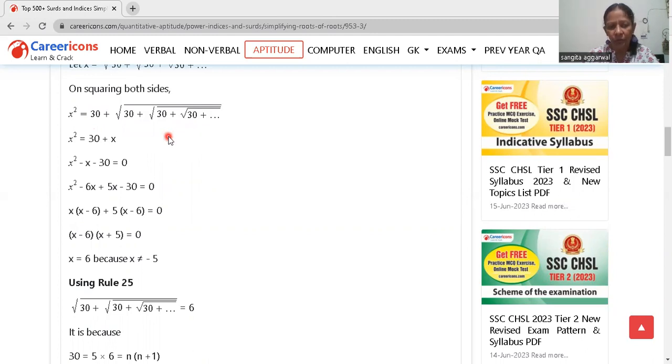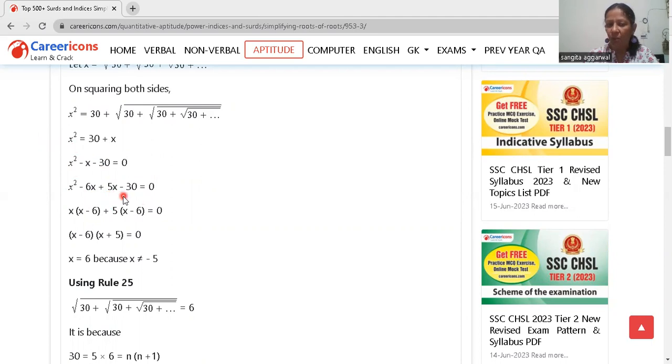Now, as you have already done in the previous questions, this whole of the term is x. So in the next step, x square is equal to 30 plus x. So x square minus x minus 30 is equal to 0. Now make the factorization here. x square minus 6x plus 5x minus 30 is equal to 0. So x you will take out from the term. x is common in both the terms. So x, in the bracket you will write x minus 6.